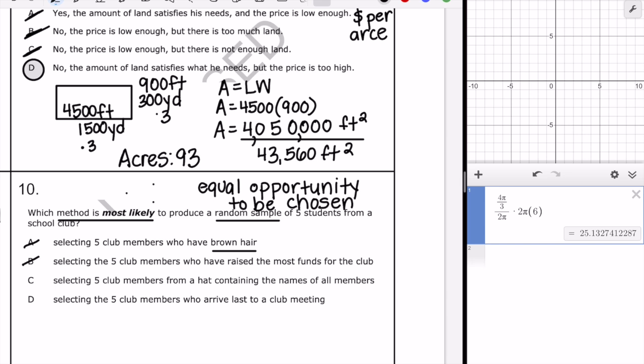Then C says selecting 5 club members from a hat containing their names. I would absolutely say this is random, because everybody has an equal opportunity to be picked from this hat. Everybody's name is put in. Everybody is blindly selected. The last one says the 5 club members that arrive last. That's not random, because you're saying, okay, I can pick the people that raised the most money or pick the people that came last in the meeting. That's still not random. So the only way that it's random is because everybody in the hat had an opportunity to be chosen.